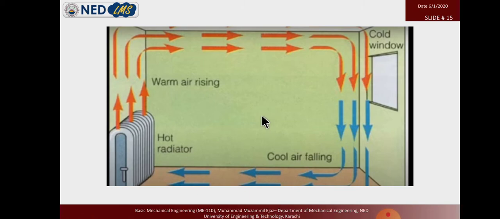Like in a fridge, some students also asked this in the comment box: why is there a cooling plate on the top of the fridge? Just due to natural convection. If we do the opposite of the hot radiator, we have the example of a fridge compartment or air conditioning. If we need to lower the temperature of the room, we have to place the AC, or in the fridge compartment the cooling plate, at the top.